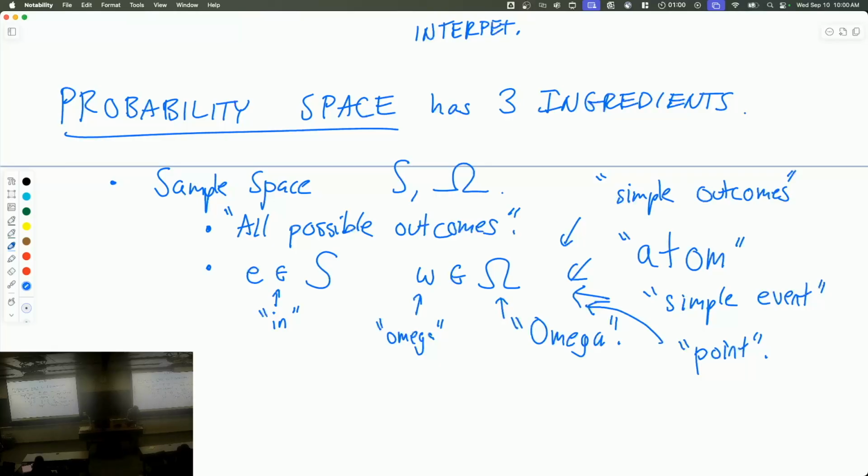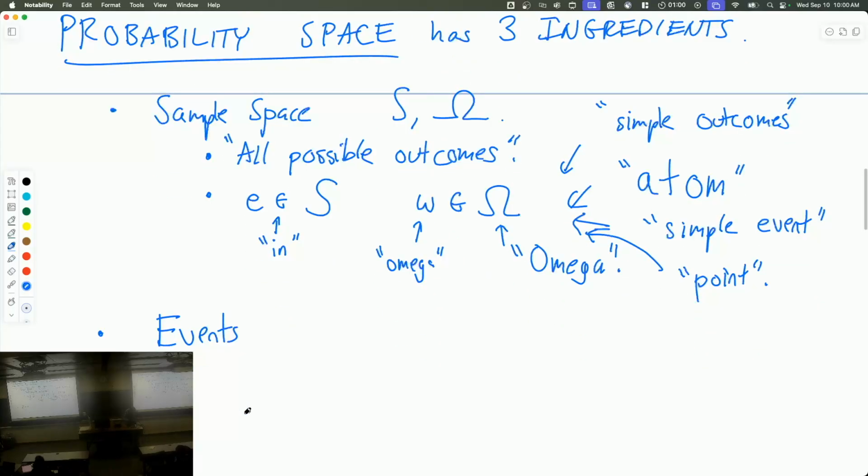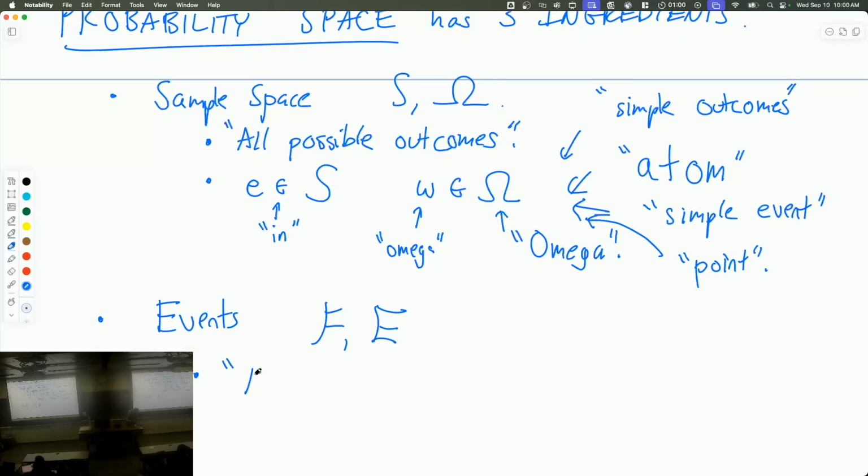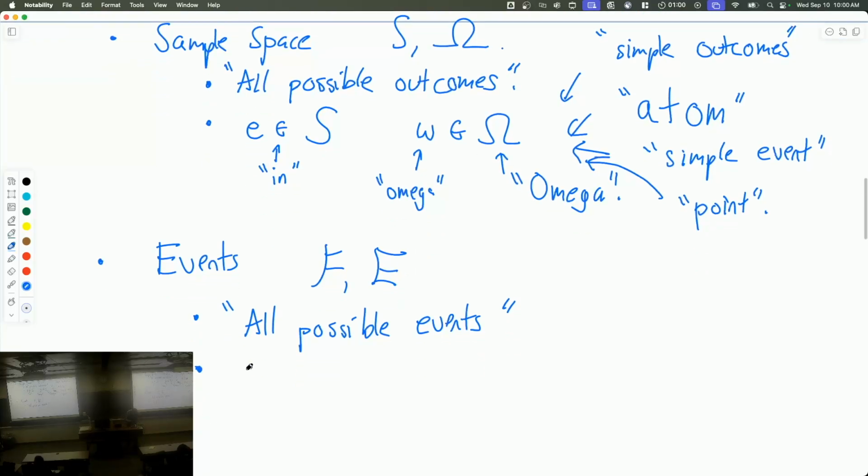And that is the next ingredient in the probability space, the events. Some people will write this with an F or a big E. Sometimes people don't write it at all. And this is all possible events. And what is an event? An event is a collection of outcomes. So more than one outcome put together is called an event. An event E is some set of specific outcomes we're talking about, and we put curly brackets around them to mean it is a set.